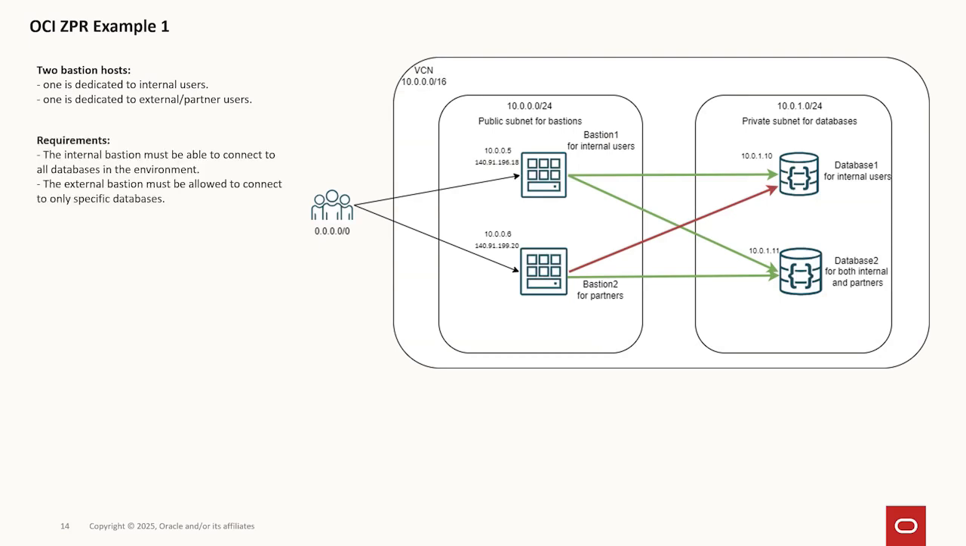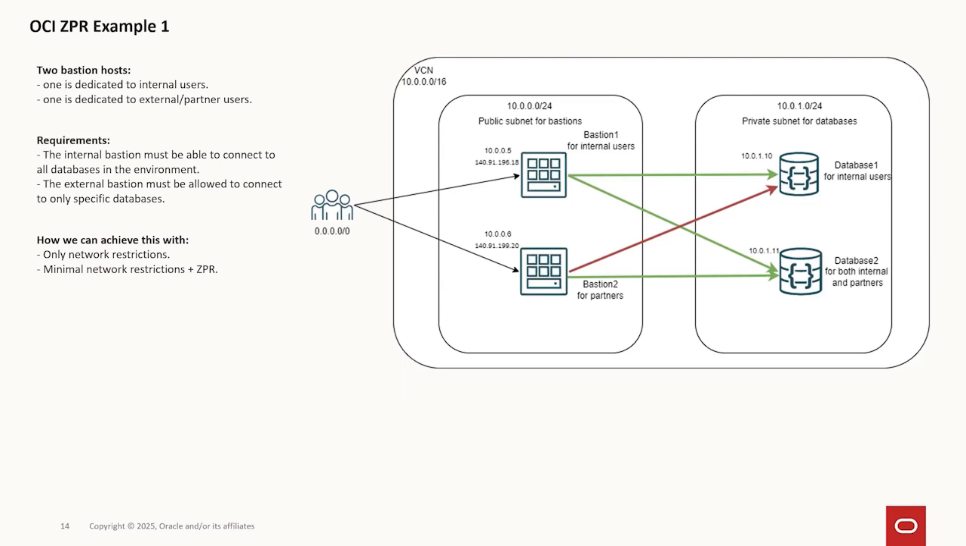Now, we have some requirements. Let's say the internal Bastion needs to connect to everything in the private space, and the external Bastion must be allowed to connect only to specific resources. This example talks about 2 databases, but it can be virtually any resource inside the Oracle Cloud. Now, how could we achieve this? Well, we could achieve it only with network restrictions, but we will also see how we can achieve this with a minimal set of network restrictions and Zipper.